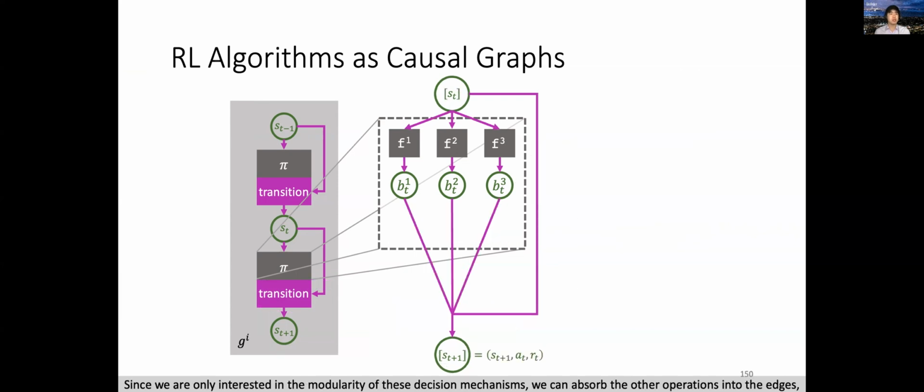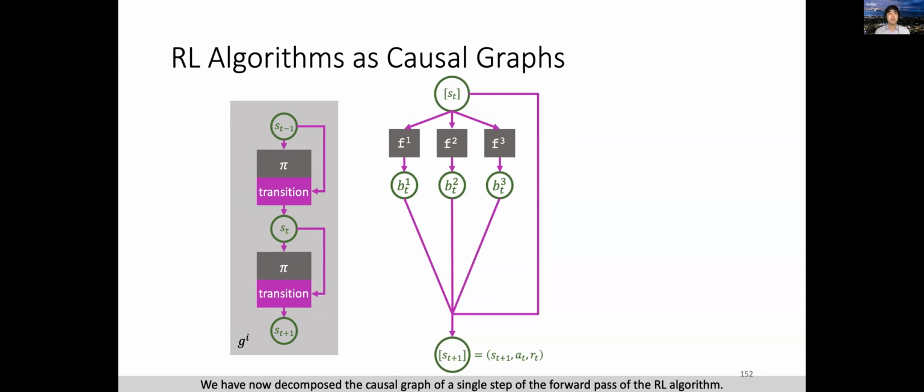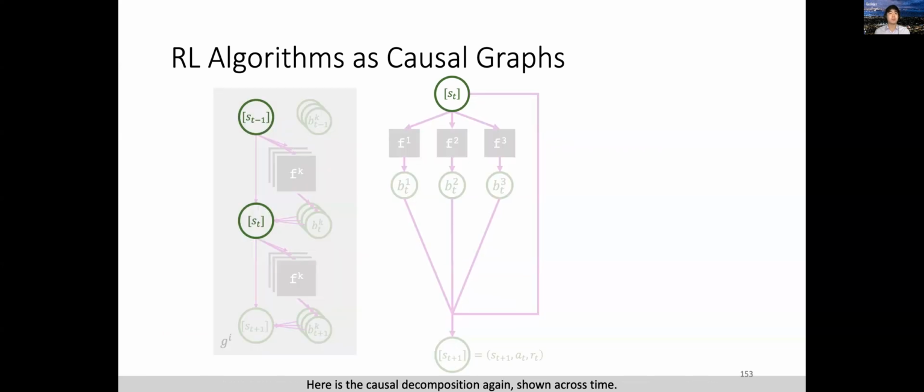Since we are only interested in the modularity of these decision mechanisms, we can absorb the other operations into the edges and use brackets to denote that we bundle the states, actions, and rewards together. We have now decomposed the causal graph of a single step of the forward pass of the RL algorithm. Here's the causal decomposition again, shown across time.